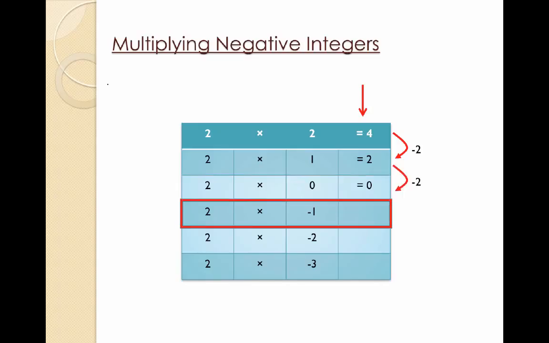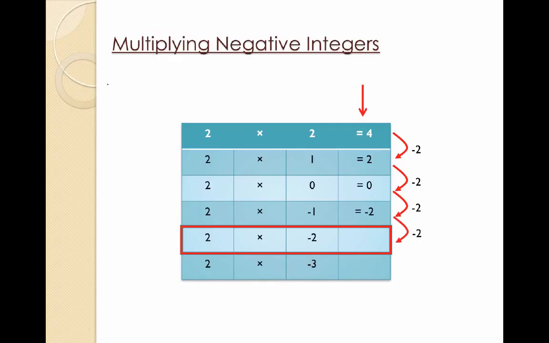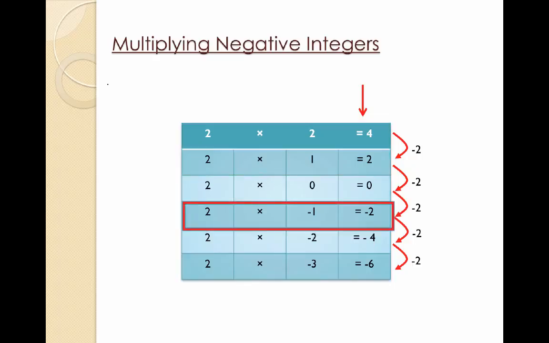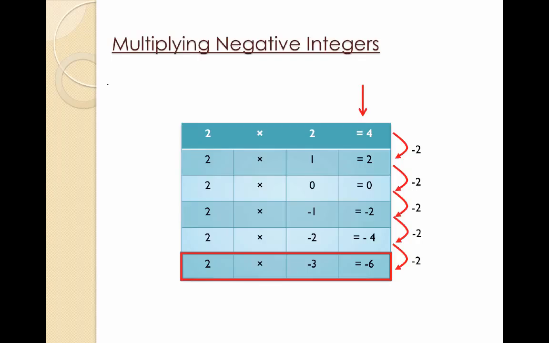So if I go down to 2 times negative 1, I should still continue to minus 2 from my answer. This gives me an answer of negative 2. If I go 2 times negative 2, I should again subtract 2 to get minus 4. And doing 2 times negative 3, I should subtract 2 again and get minus 6. You'll notice how in each of my answers they are going down by 2 each time.